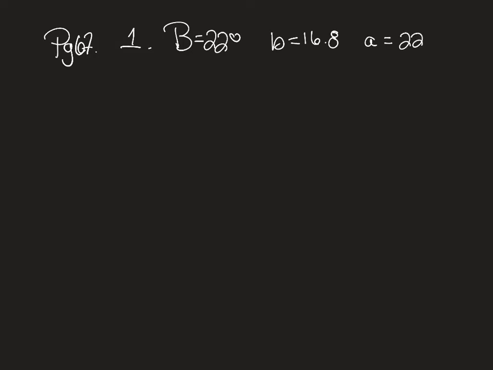Okay, so on page 67, we're going to start the exact same way. First, we have to determine how many triangles we can make, and so that way we have a game plan on what we need to do. So on page 67, number 1 says that big B, the angle B, is equal to 22 degrees, and that little b equals 16.8, and that little a is going to equal 22.42. So the first thing we're always going to draw is that side-side angle. This is an acute angle, so side-side angle.